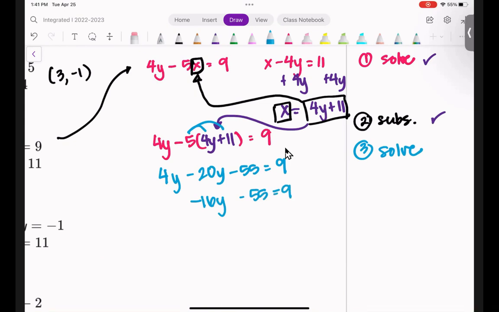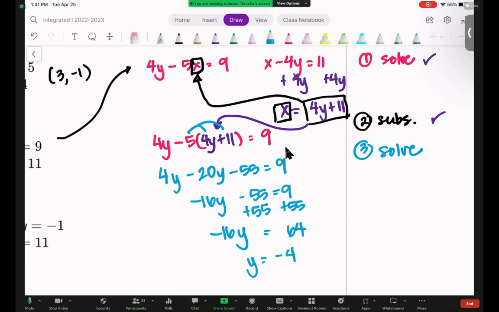Still now I will solve. So I'm going to add 55, add 55. What is that? 64 equals negative 16y. If my memory serves me correctly, I believe this is negative 4, because negative 4 times negative 16 is 64. So there, I solved it.